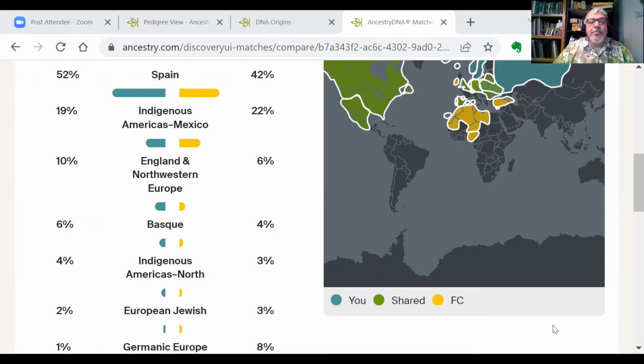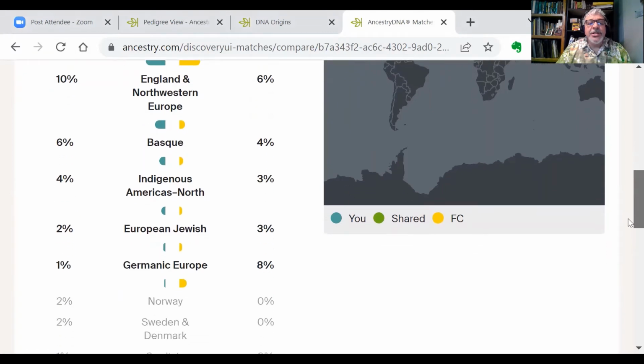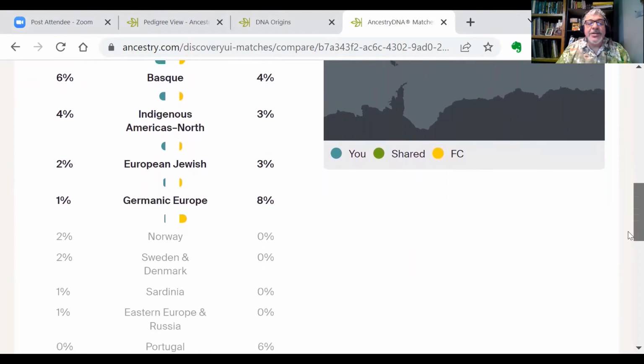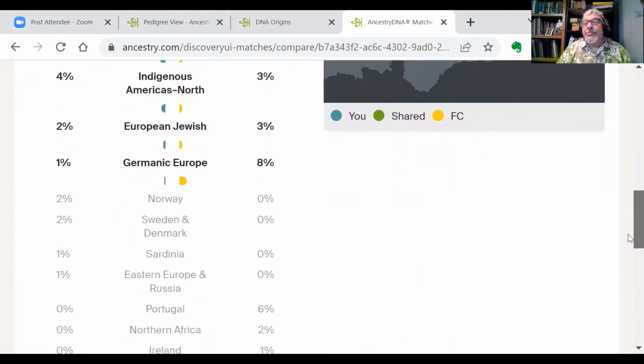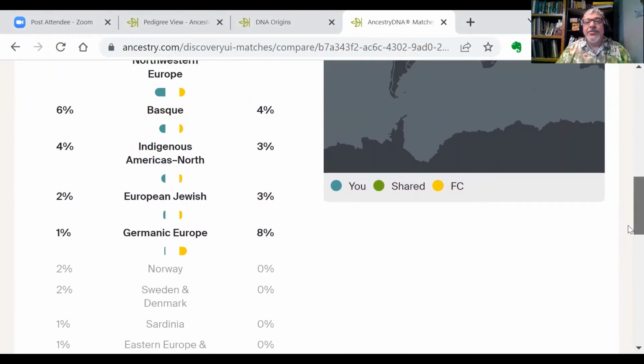He's, boom, more of that England and Northwestern Europe. This would most likely be the Zimmerli family right here, as with my aunt was the Zimmerli family. So this is my aunt's cousin too. So a lot of European Jewish, some Germanic Europe. That's an interesting one. So maybe he's inheriting things that I'm not inheriting as far as that is concerned.